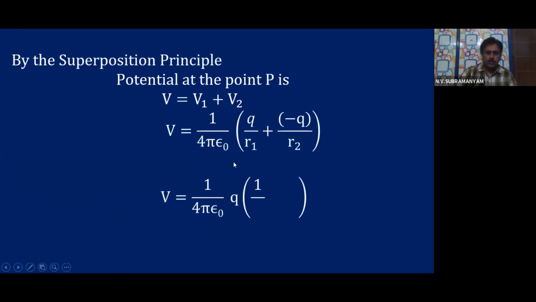Then you will get 1 by 4 pi epsilon 0, one minute, children. See here, 1 by 4 pi epsilon 0 can be taken common, I have kept it outside. Then q by r1 plus minus q by r2. Plus into minus will become minus. So simplify, q outside because it is a common term: 1 by r1 minus 1 by r2. Let us call this equation number 1. I hope you understood how we got this.